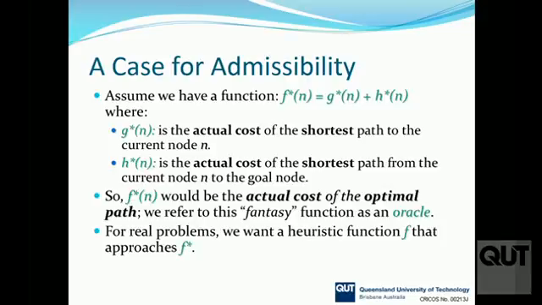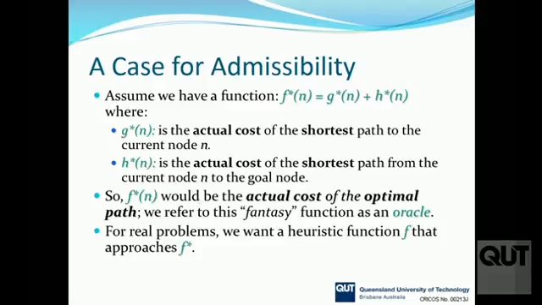So what I'm doing here is making the assumption, let's assume that we already have the optimal function. Assume that we have this function f star n, which is equal to g star n plus h star n, and it's optimal. That is, g star n is the actual cost of the shortest path to the current node n, and h star n is the actual cost along the shortest path from the current node n to the goal node. So f star n would be the actual cost of the optimal path.